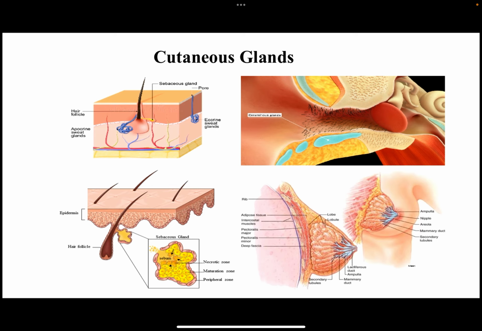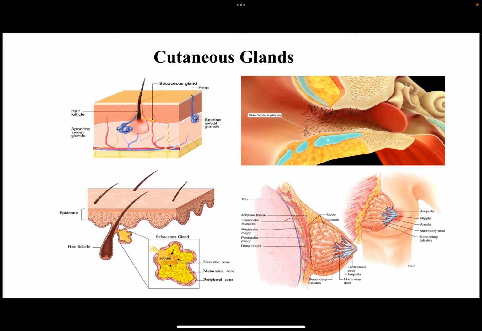The Ruffini endings detect skin stretch and help proprioception. They are located in the deep dermis. You see, it's located in the dermis area. This is the dermis. Then we have the Pacini corpuscles. They respond to deep pressure and vibration. They are also located in the deep dermis. Here it is.